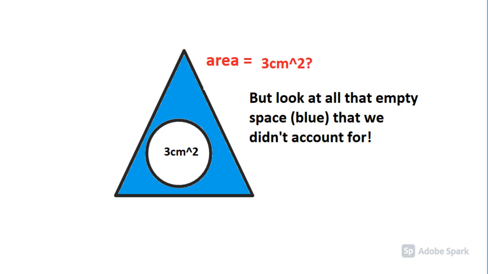One way we can do that is to estimate using objects where we know what the area is. Here I put in a circle with an area of 3 centimeters squared, and I put that circle into that triangle. But is the area of that triangle 3 centimeters squared? No, because look at all that empty space that we didn't account for.